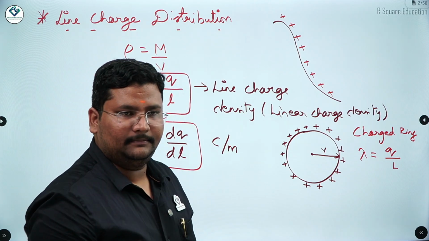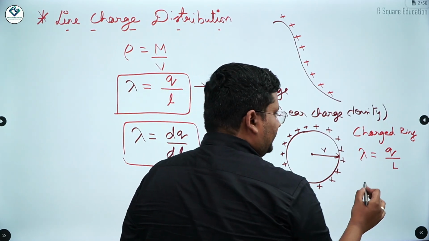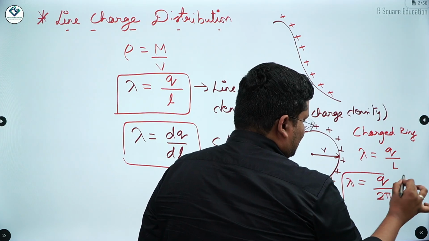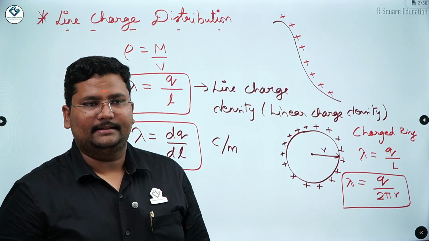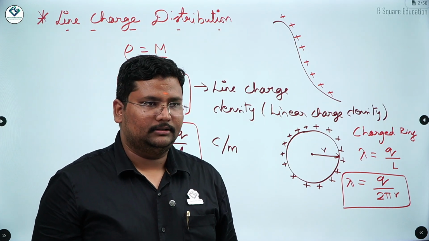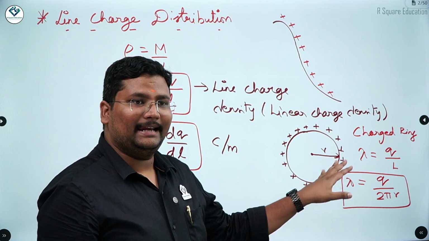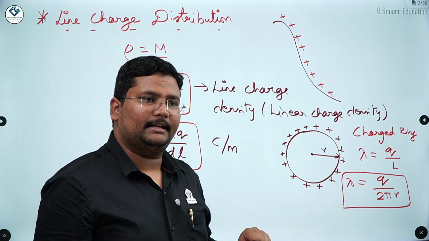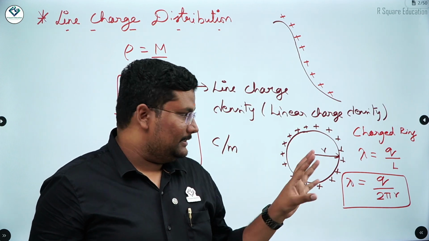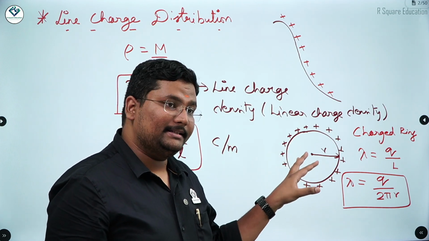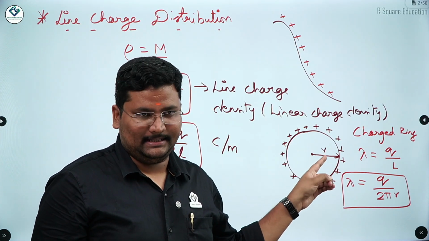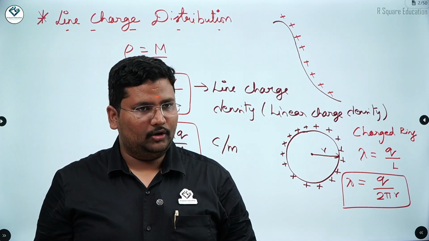What is the length of a circle? Length of a circle, it's nothing but 2 pi r. So the charged ring is going to have a charge density of Q by 2 pi r. Is it clear? So this is going to be line charge density. Why am I telling it as line charge when the circle is going to be 2 dimension? See, circle can be 2 dimension, but the charge is distributed over the length of this circle. So it's going to be line charge density. Is that clear? Okay, fine.